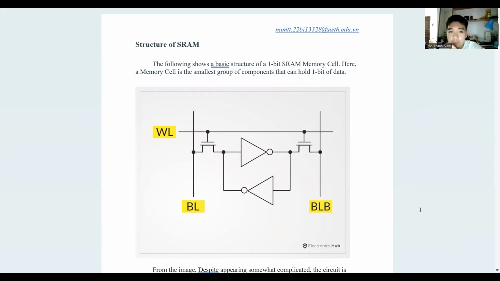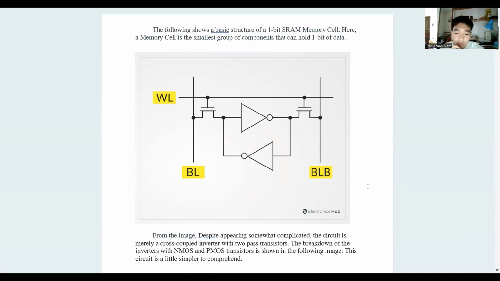Okay, so today I'm gonna talk about the structure of static RAM. The following shows a basic structure of a 1-bit SRAM memory cell. A memory cell is the smallest group of components that can hold 1 bit of data. From the image it may appear somewhat complicated, but the circuit is merely a cross-coupled inverter with two pass transistors.